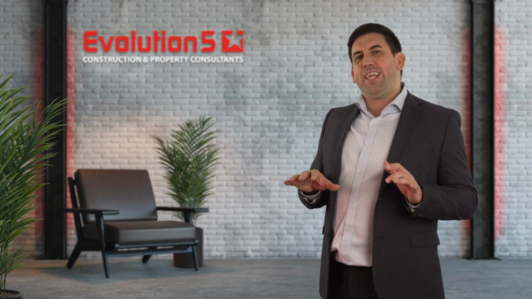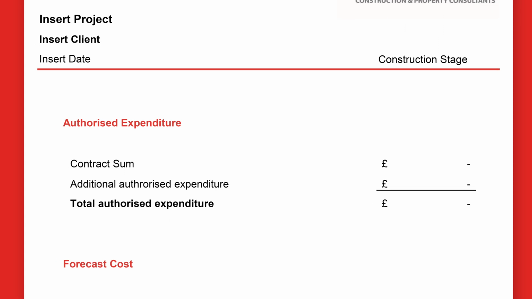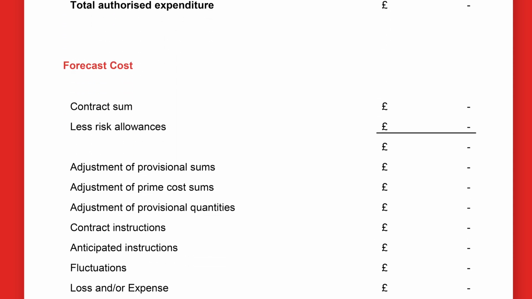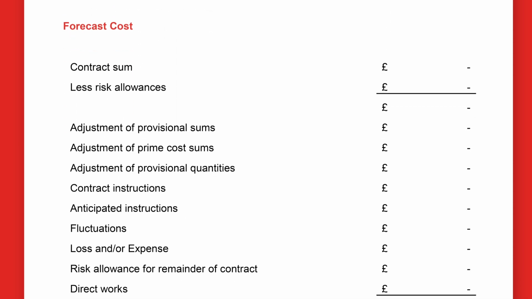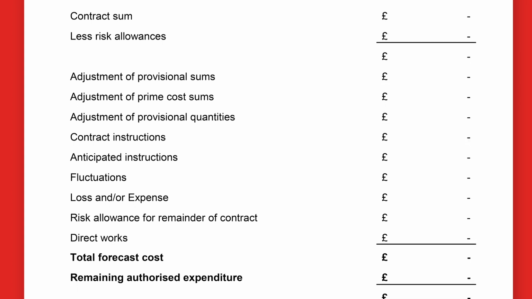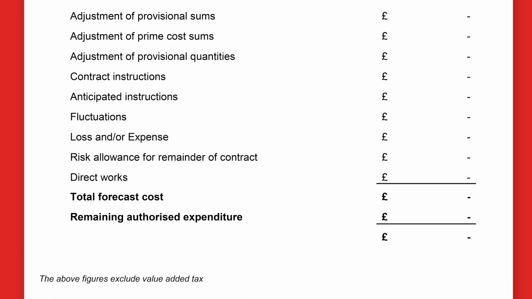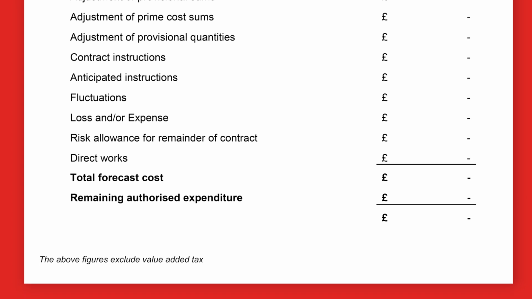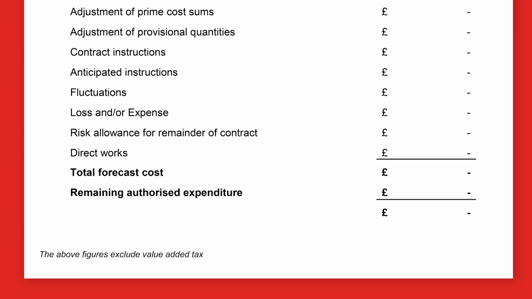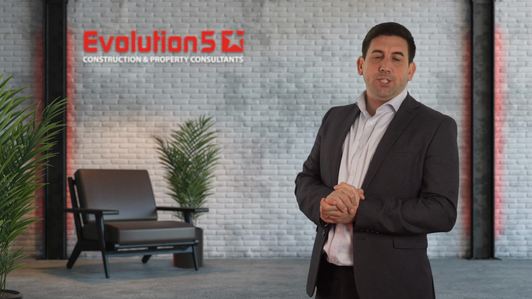At Evolution 5, we try to keep it nice and simple for the construction stage reports. In the first part of our report, we show the authorised expenditure, which is effectively the contract sum plus any additional authorised expenditure. In the second part, we deal with the forecast cost. The forecast cost considers contract sum, risk allowances, provisional sums, prime cost allowances, provisional quantities, contract instructions, anticipated instructions, fluctuations, loss and expenses, risk allowances for the remainder of the contract, and any direct works by the employer. The difference between the authorised expenditure and forecast cost gives the remaining authorised expenditure.